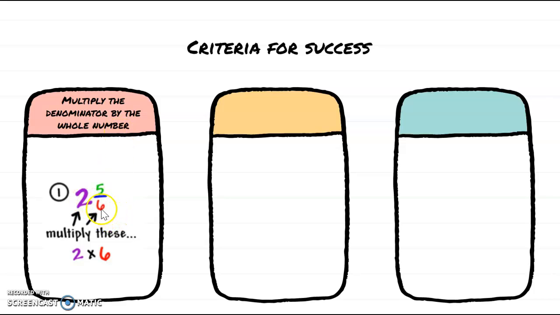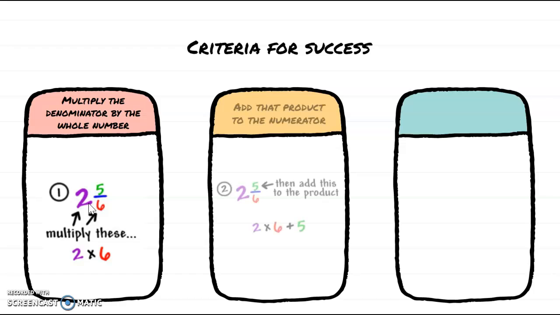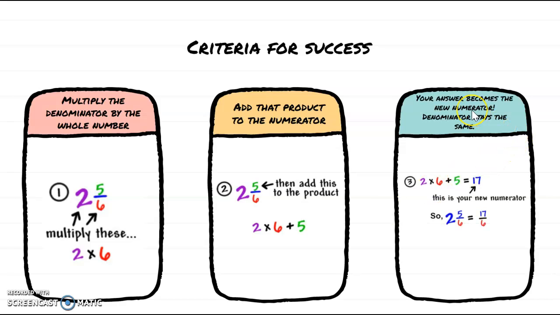So we're going to multiply 6 times 2, and then we're going to add that product to the numerator. So 6 times 2 plus 5. That answer now becomes the new numerator. So 2 times 6 plus 5 got us to 17. So now this is the new numerator for our improper fraction. So our improper fraction is 17 over 6.